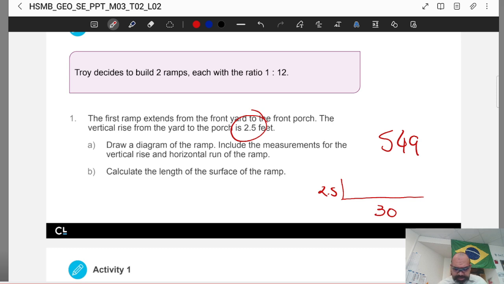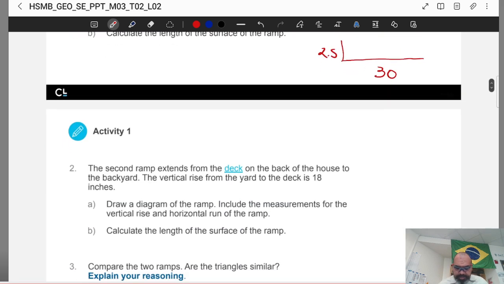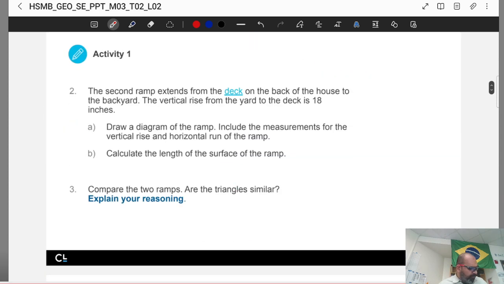Let's go to the next page, number 2. Which page am I on right now? 550. Same thing. Stop the video right now and go through it, read and solve number 2 and number 3. You need about 5 to 7 minutes to solve this one.